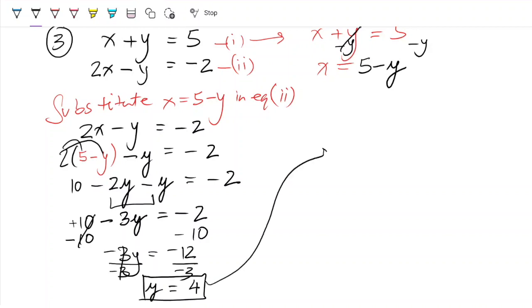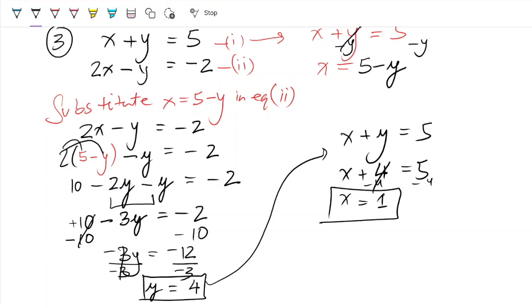Now substitute the value of y in equation 1. Equation 1 is x plus y equals 5. X plus 4 equals 5 because y is 4. And x is, take 4 from both sides. X is 5 minus 4, which is 1. Here we got our solution where x is 1 and y is 4. That's the solution to our equations. This is how we solve simultaneous equations by substitution.